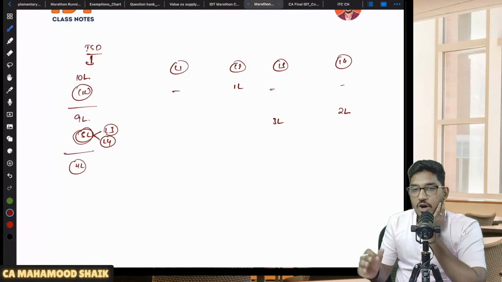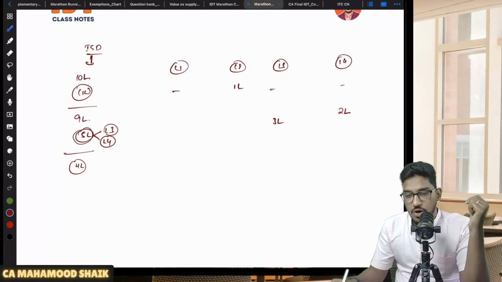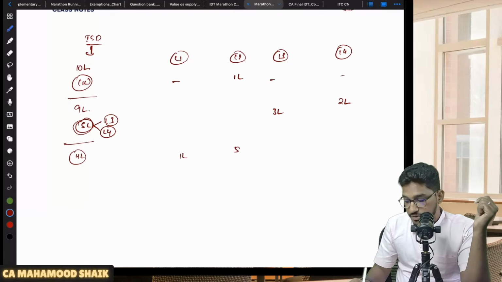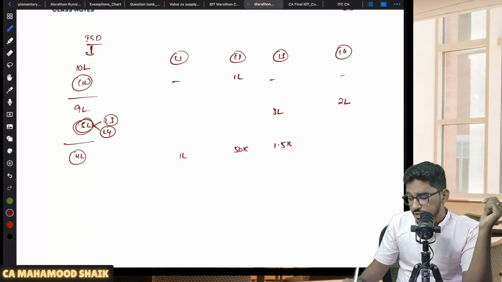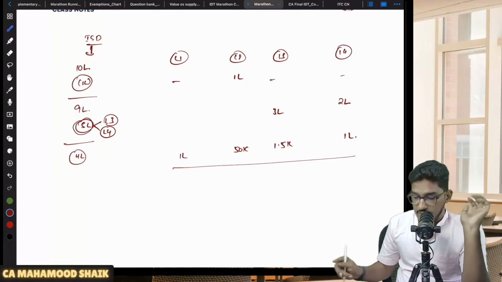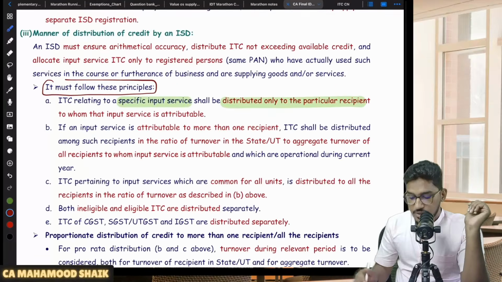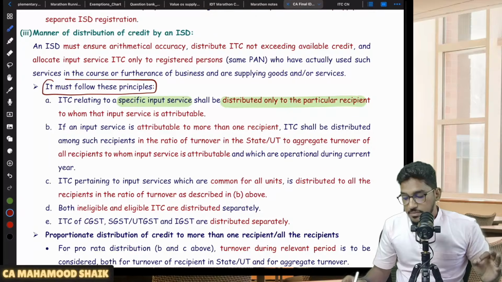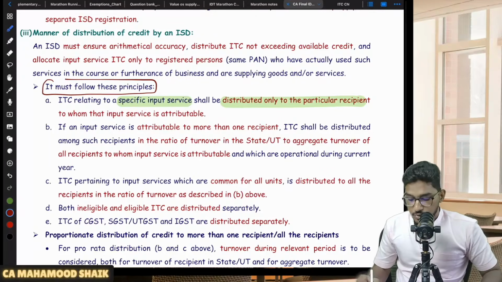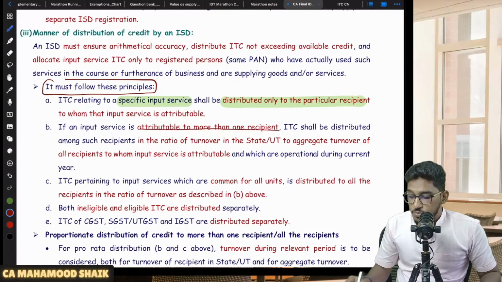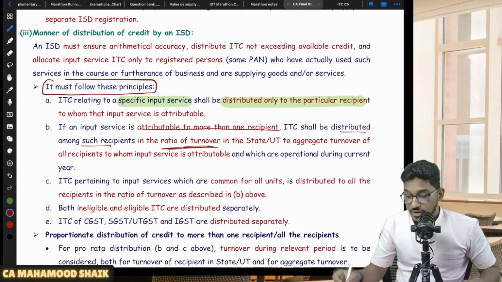Now this 4 lakhs they will apportion on some basis, among all the 4 locations. Let us say 1 lakh here, 50,000 here, 1,50,000 here, another 1 lakh here. Like that, they will try to distribute it. Understood? That is what they try to say here. ITC relating to a specific recipient should be attributable to them only. If an input service is attributable to more than one recipient, ITC should be distributed among such recipients in the ratio of turnover.